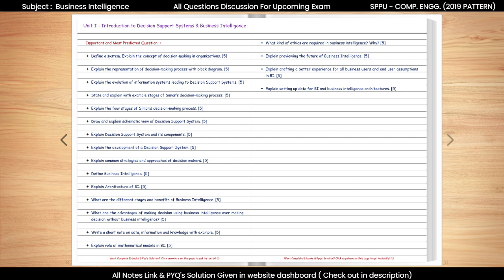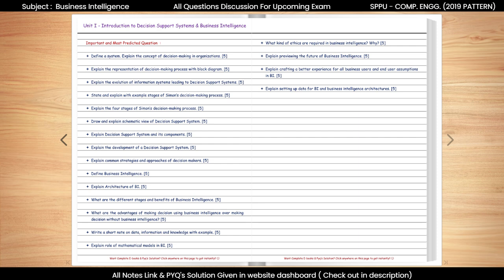Now, let us move on to our next important topic, stages of Simon's decision-making process. From this topic, we can expect questions such as, explain the 4 stages of Simon's decision-making process. The 4 stages work together in a continuous cycle. Intelligence identifies problems, design develops solutions, choice selects the best option, and implementation executes the decision. Feedback from implementation may restart the process for improvement.